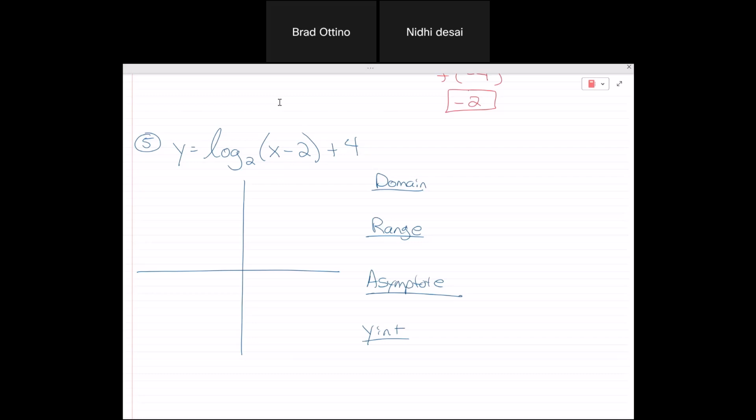Well, when we're talking about logs, we said you can't take the log of anything less than or equal to 0. So whatever's inside this argument here has to be greater than 0. So in order to figure out the domain, we're going to go ahead and solve when x minus 2 is greater than 0, and we get x is greater than 2. The way we write that in interval notation is we say from 2 to infinity.